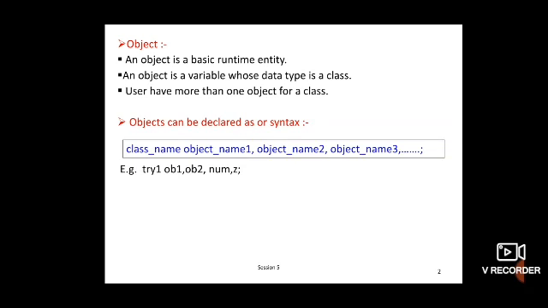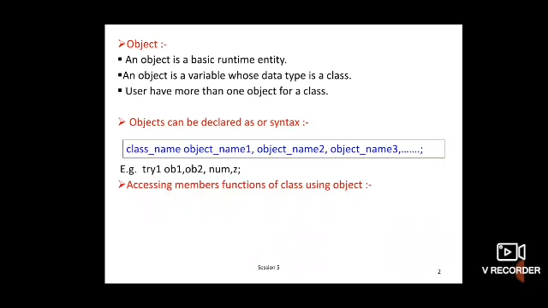What is this try1? Try1 is a class name, then a space, then the names of the objects. In this example, try1 is the class name, and four object names are declared here, separated by commas. You can give any name for an object. So ob1, ob2, num and z are the object names. Here four objects are created. Just see the example.